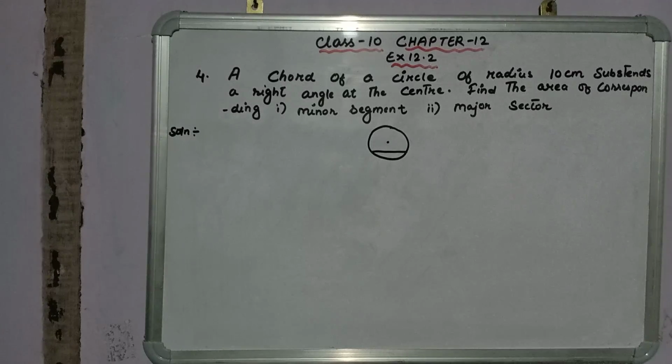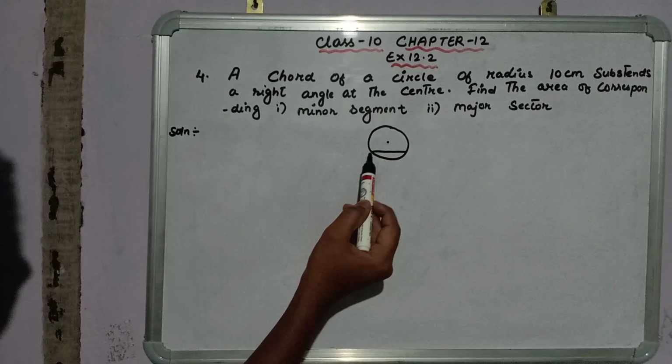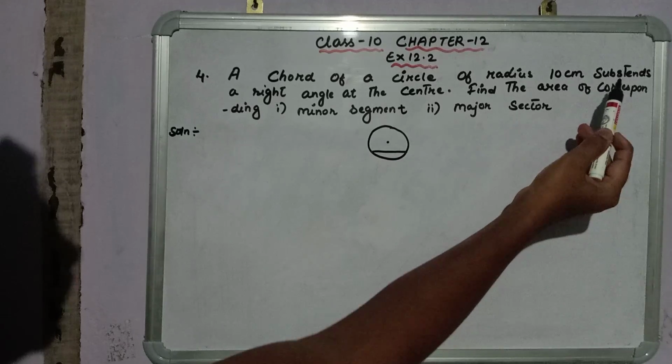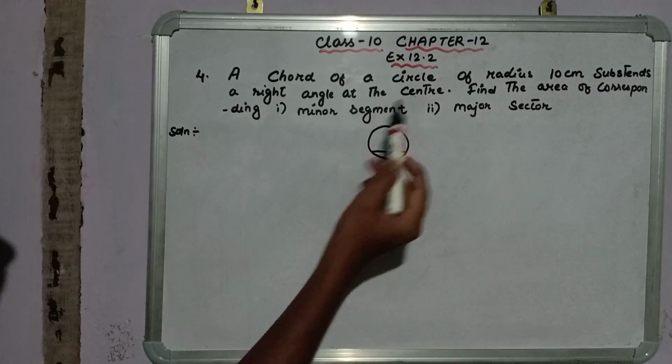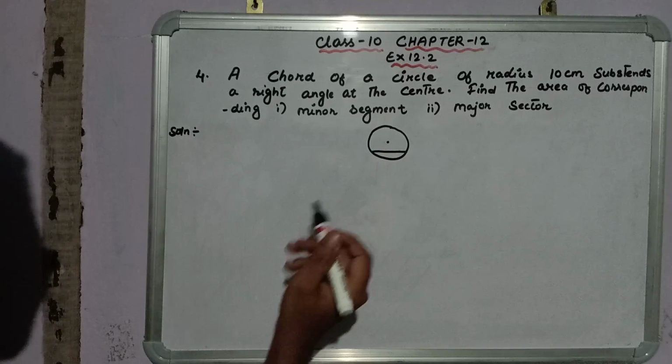Hello guys, this is question number 4 of exercise 12.2. So our question is: a chord of a circle. So this is your circle and this line is your chord, of radius 10 centimeter, subtends a right angle at the center. So this is your center point and from the center point the radius is given, 10 centimeter.